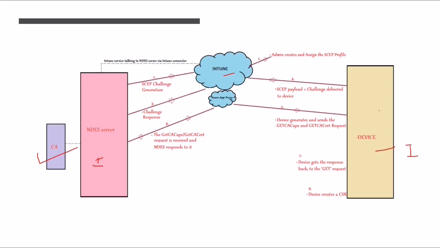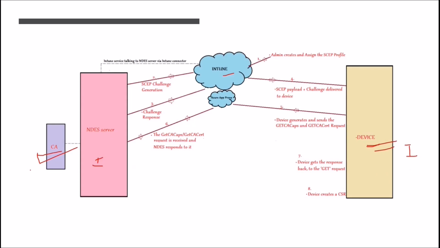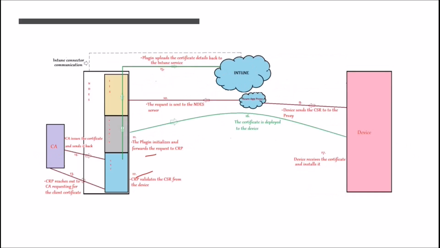Don't look too deep into the steps. Just know that there is a device, the device needs a certificate, that certificate is going to come from CA. The device cannot directly reach out to the CA because the device is in the internet and the CA is in the intranet, hence they go via app proxy and they get the certificate. So again, a 1,000 feet overview of how things work in the NDES world.